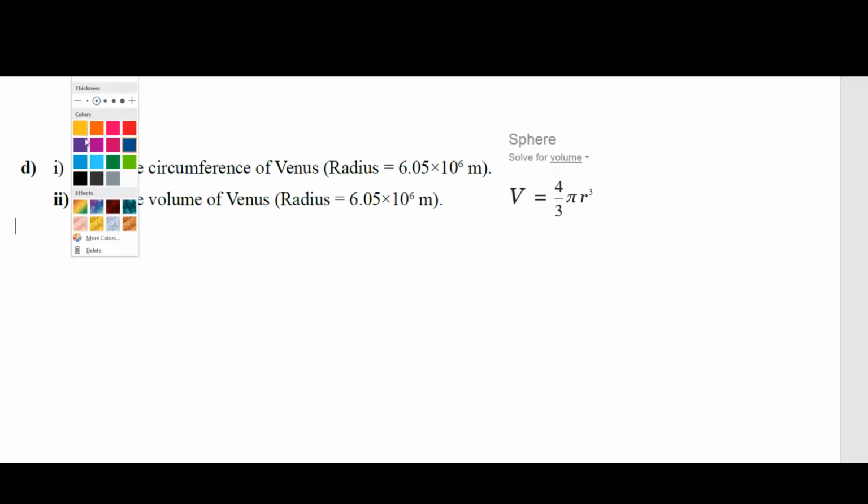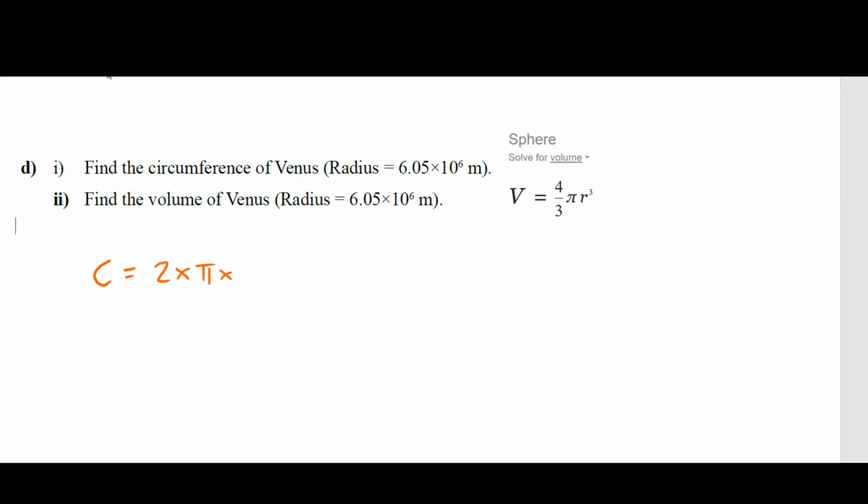D. Find the circumference of Venus. Radius, 6.05 times 10 to the 6 meters. So circumference equals 2 times pi times r. Circumference is the length around the outside of a circle. So this is Venus, and it's this length all around the outside. So the circumference is going to be 2 times pi times 6.05 times 10 to the 6.